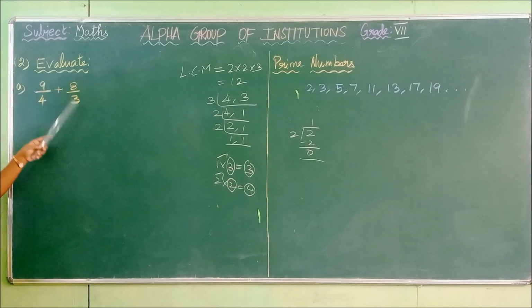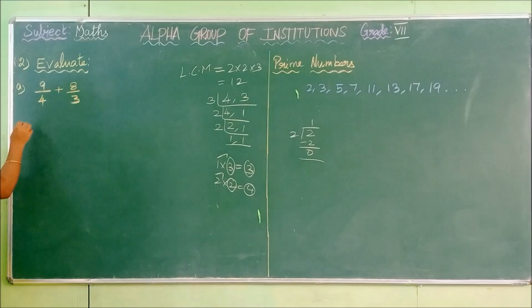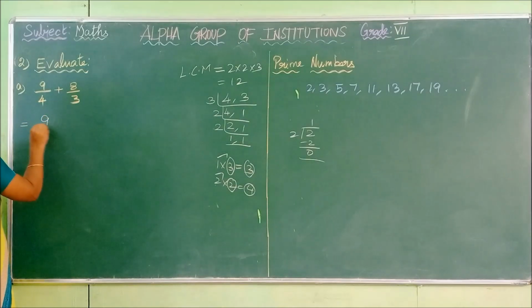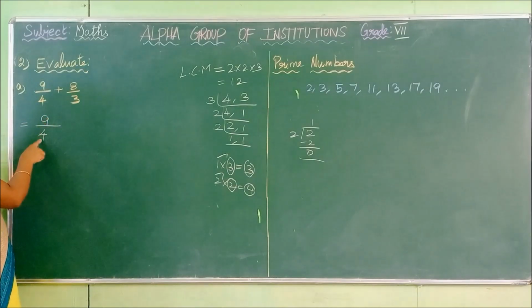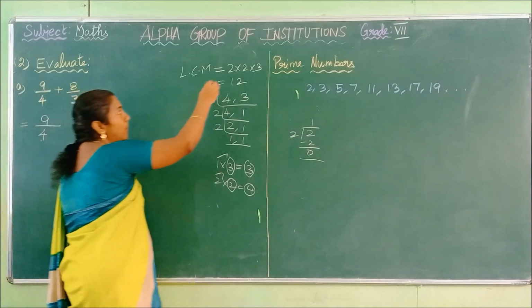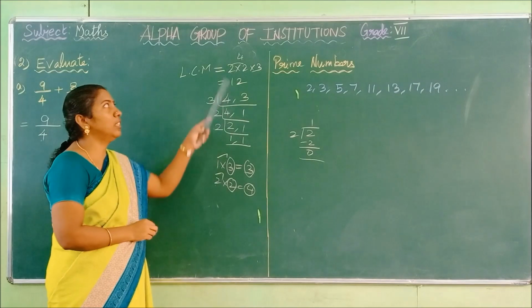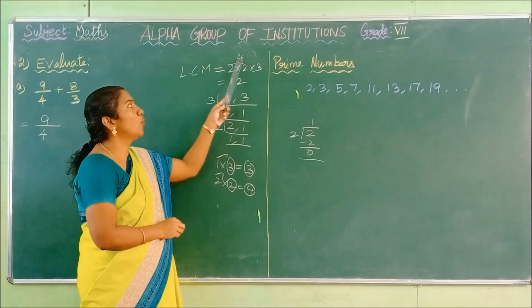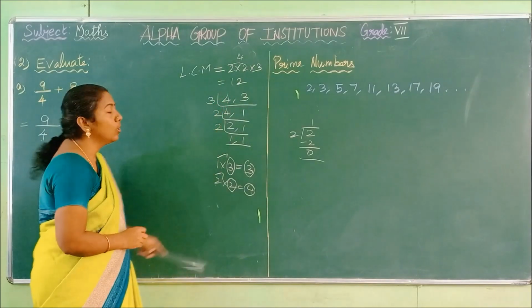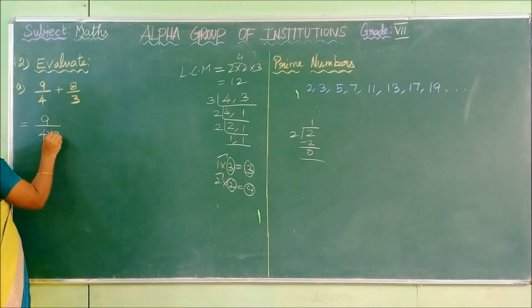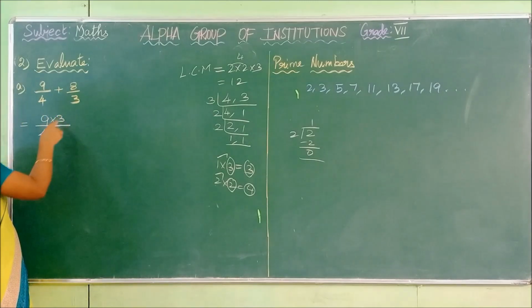Next we are going to convert these unlike fractions into like fractions. How are we going to convert? See here. First write the first rational number 9 by 4. What should we multiply with 4 to get 12? 4 into 3 we get 12. So multiply both the denominator and numerator by 3.